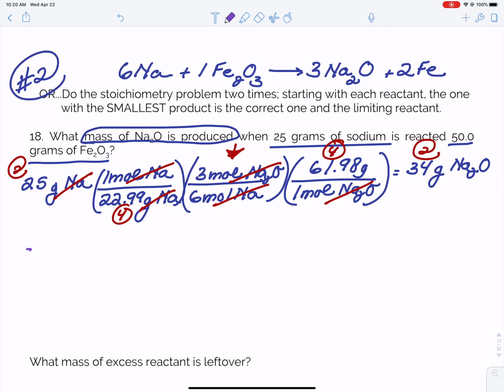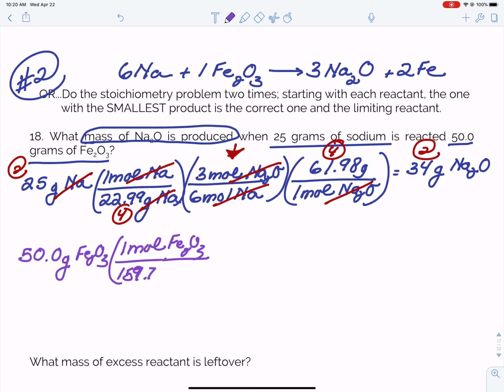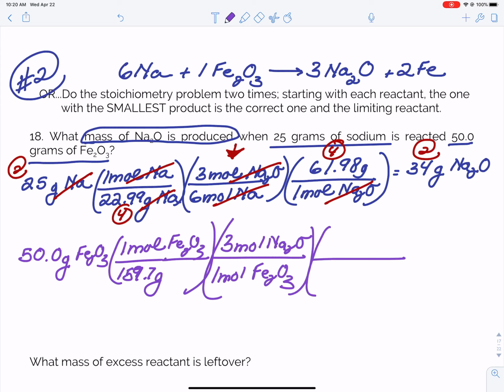What if the iron 3 oxide is the limiting reactant? If I could use up all my iron 3 oxide, how many grams of sodium oxide would I make? So this is just another 3 parentheses stoichiometry problem. First thing, 159.7 grams, and then 1 mole of Fe2O3. This is going to be 3 moles of Na2O.